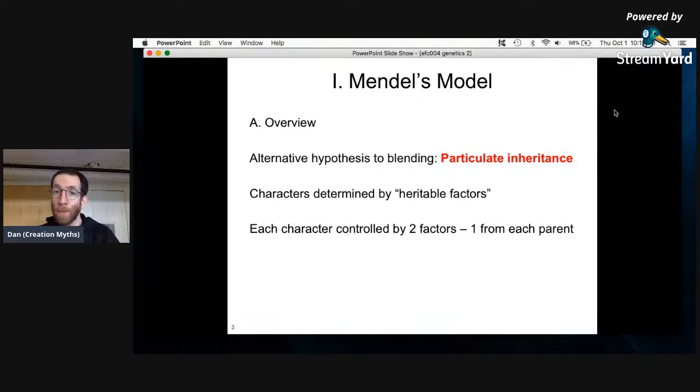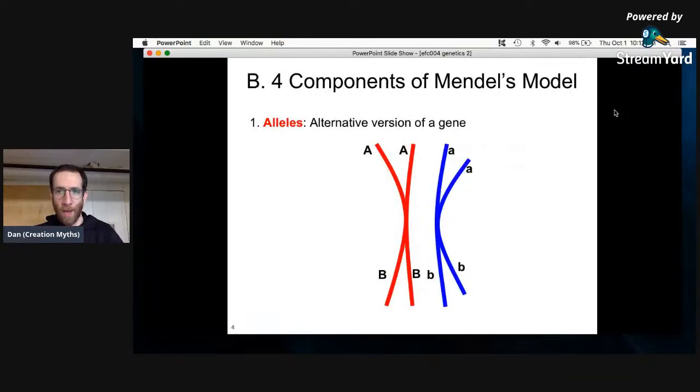Now you notice there's a word missing here, and that word is gene. The word gene was not coined until 1909. So Mendel, operating in the 1860s, didn't have or invent the word gene. That comes later. He used the term heritable factors, but it means the same thing. So from here forward, I'm just going to say gene. That's what we mean, even though that's not the word that Mendel would have used. We're going to use the modern terms as much as possible, but Mendel did not have that vocabulary. So just everyone be aware of that.